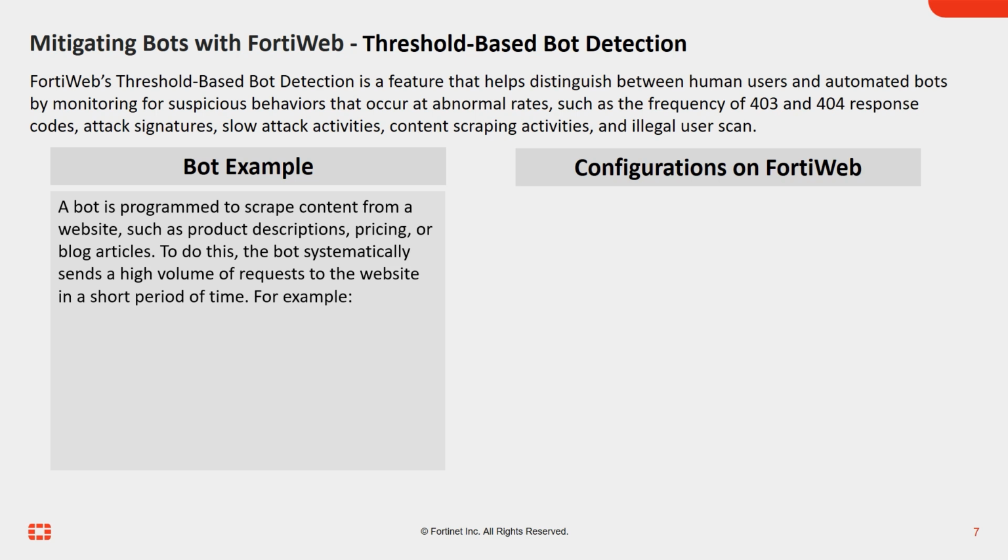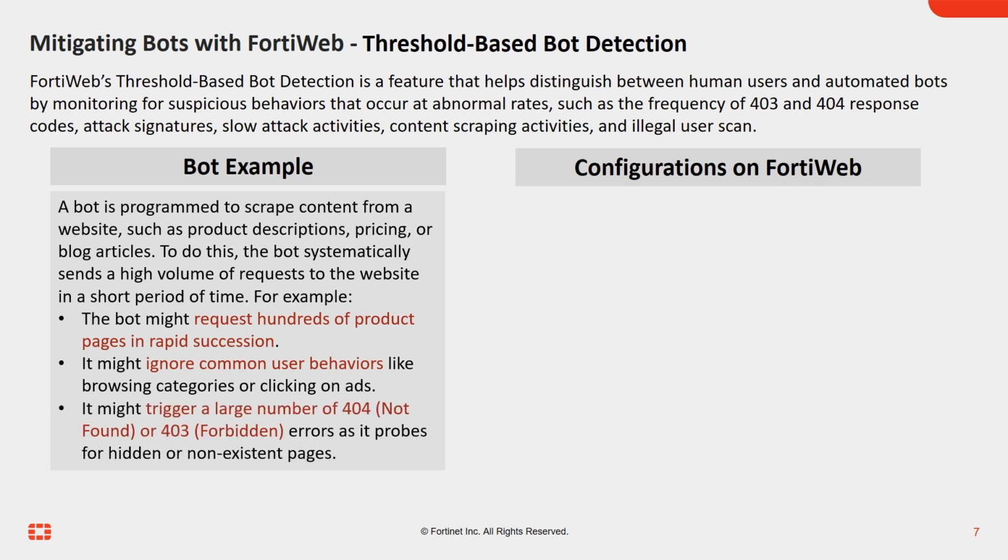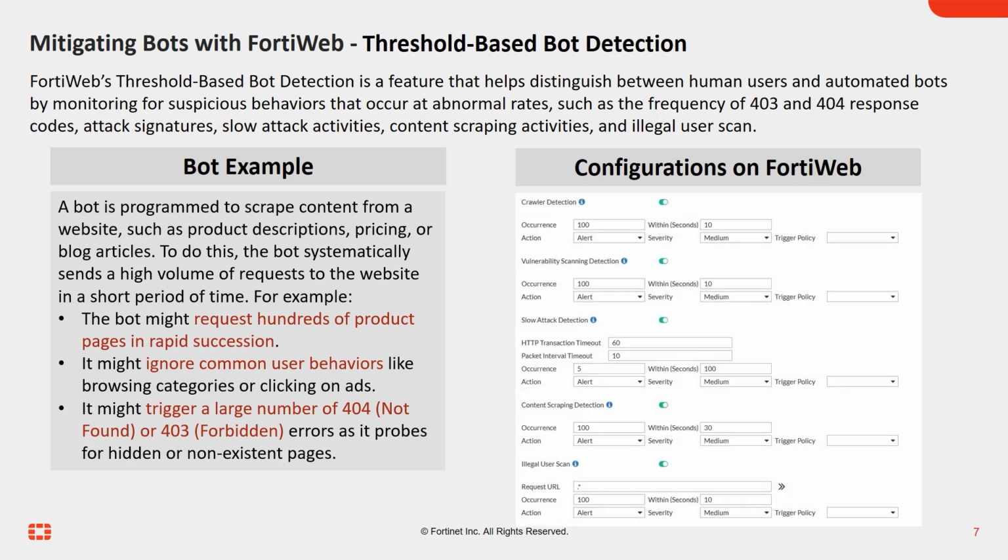For example, it may rapidly request hundreds of product pages, bypass normal browsing behaviors like navigating categories or clicking on ads, and trigger numerous 404, not found, or 403, forbidden, errors while probing for hidden or non-existent pages. You can configure FortiWeb to monitor the rate of specific behaviors and compare them to predefined thresholds, such as the occurrence of certain behavior within a certain time. Once FortiWeb identifies the bot's behavior as exceeding the defined thresholds, it can take action to block or challenge the bot.